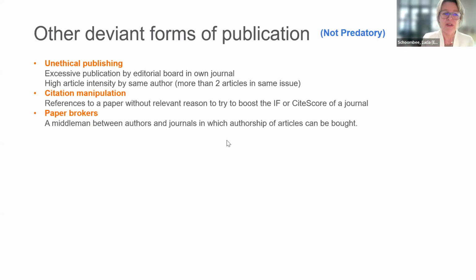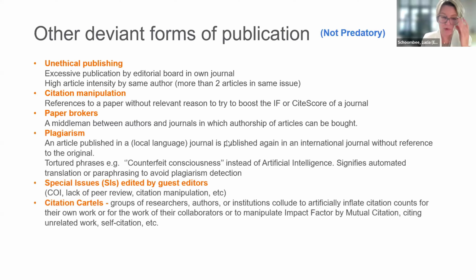Then there are paper brokers, and this could be services or agents where you can buy authorship. So for a fee, they'll put your name on a paper so that you can add it to your resume. So obviously problematic. Then there are various plagiarism discretions that take place. So an article published, for instance, in terms of translations, you could have an article published in a local language and then republished in an international journal in another language.